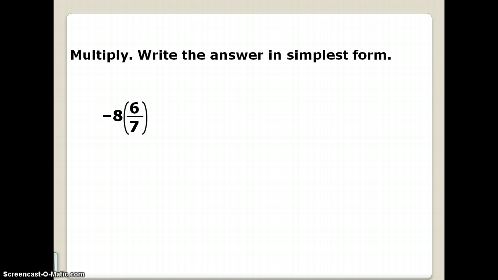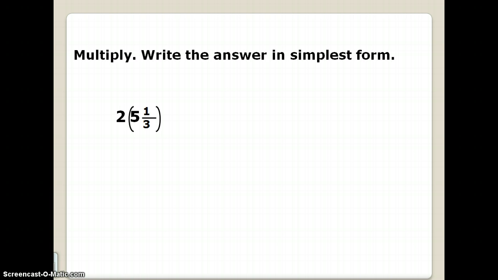Okay, first example in your notes. It says multiply, write the answer in simplest form. -8 times 6/7. -8 is like -8/1, so we just multiply the numerator times -8. So -8 times 6 is -48, and -48 is over the denominator of 7. We could go ahead and make that a decimal. We could also leave it as improper. We could make it a mixed number. I'm fine with leaving it improper.